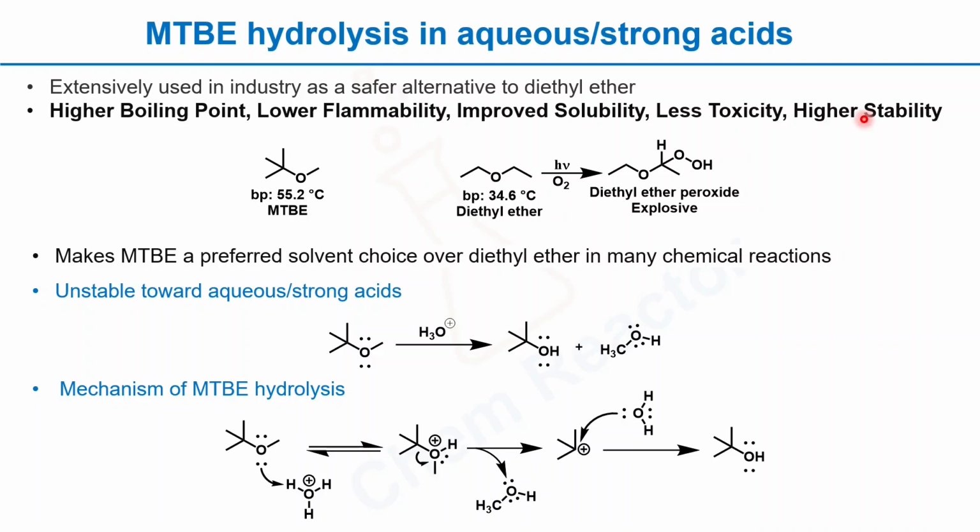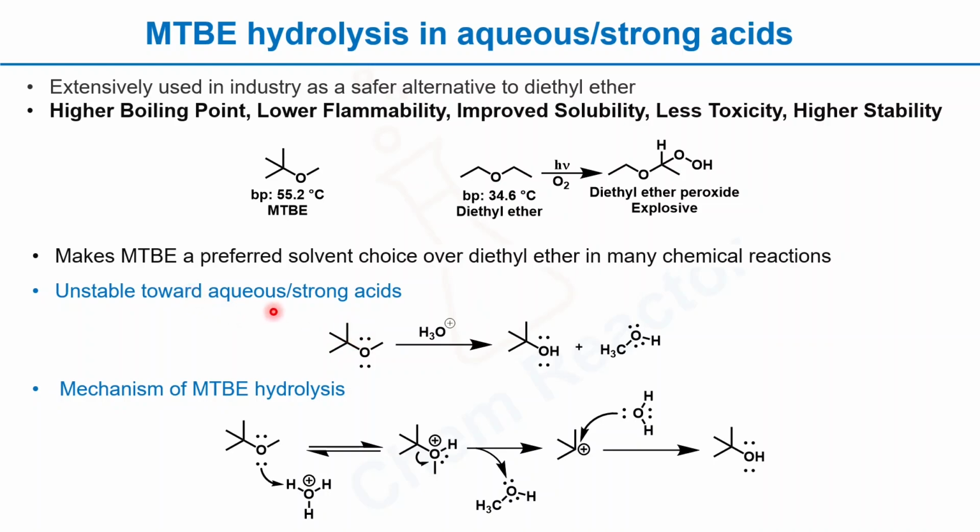Here MTBE doesn't form peroxides, but diethyl ether in the presence of sunlight and aerial oxygen forms highly explosive diethyl ether peroxides. I already discussed how a peroxide forms and the mechanism in another video. So these are the advantages that MTBE has over diethyl ether. So that makes MTBE a preferred choice over diethyl ether in many chemical reactions, especially in process chemistry. But this MTBE comes with one major problem.